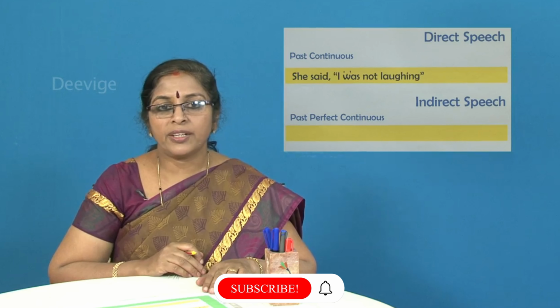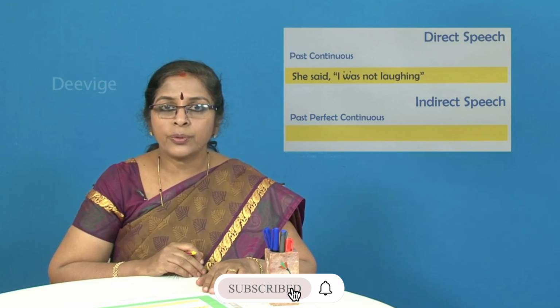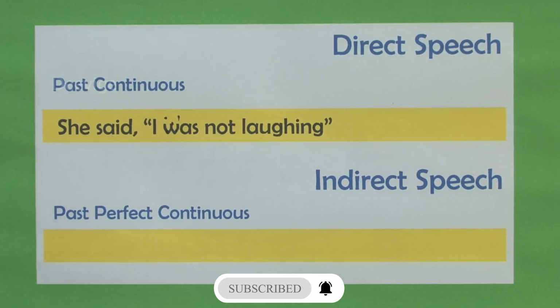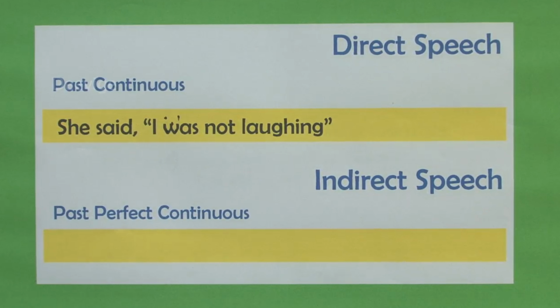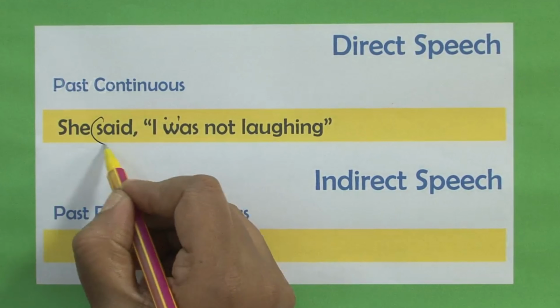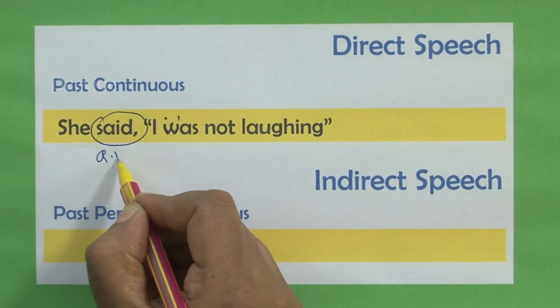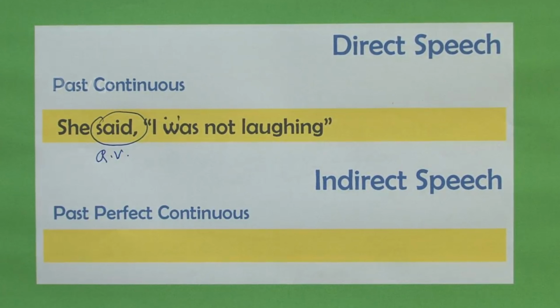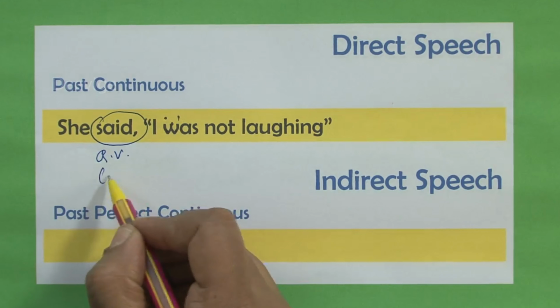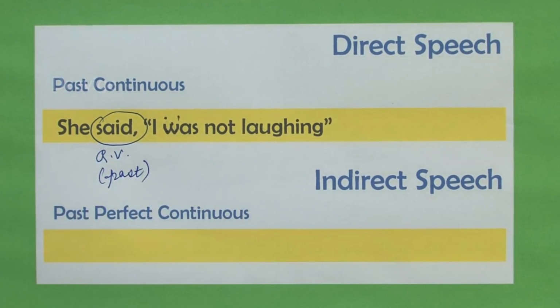The next example that we have here with us, students, I'll just read out the sentence. She said, "I was not laughing." I repeat, she said, "I was not laughing." Come on, which is the reporting verb? It is said. Said is the reporting verb. What is the tense of the reporting verb? Obviously, it is in the past tense. Now, what is the sentence that is given to us in the direct speech? It says, "I was not laughing."